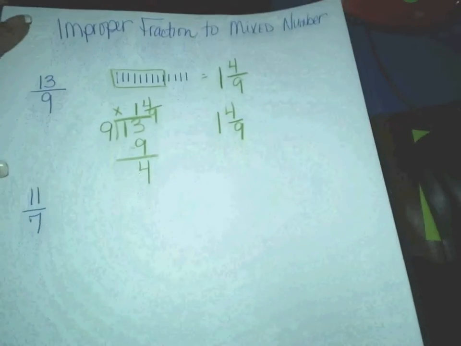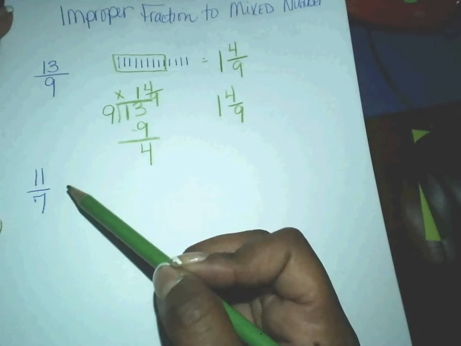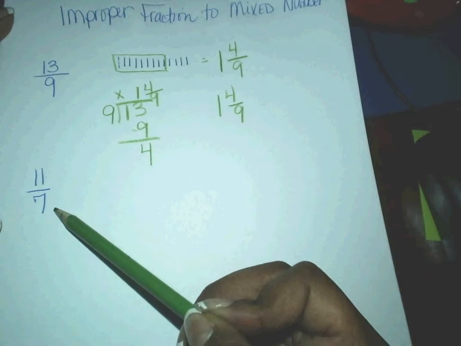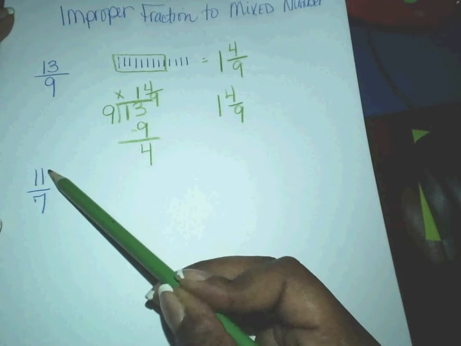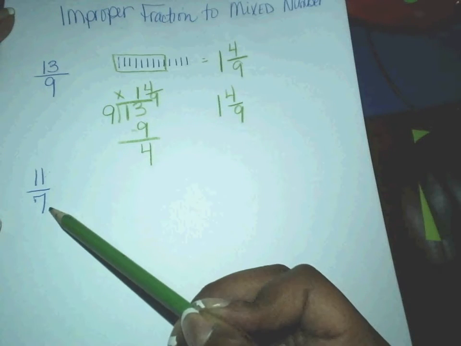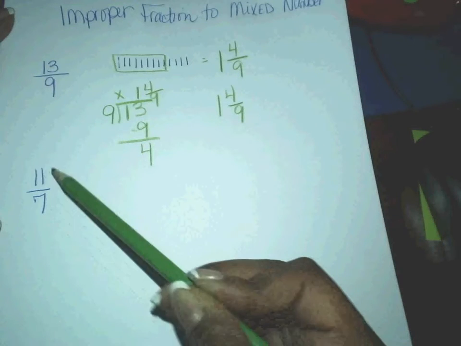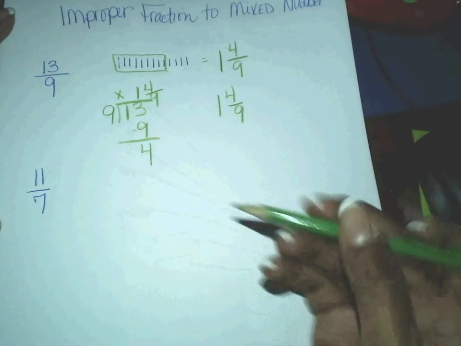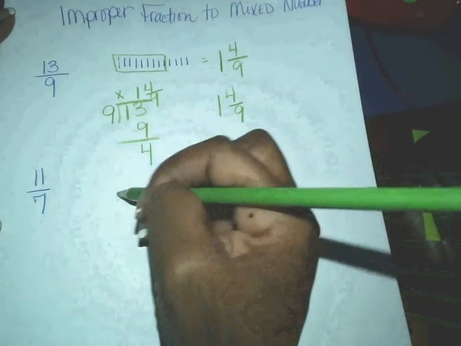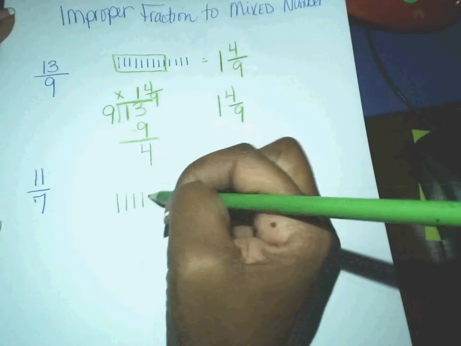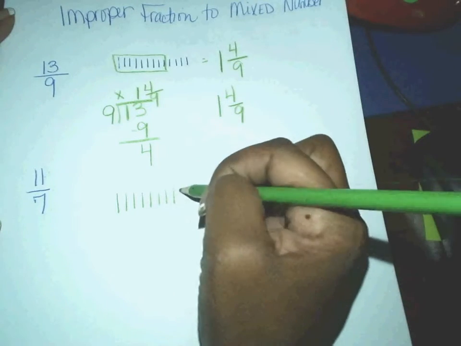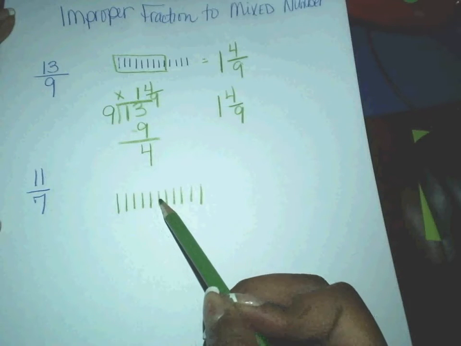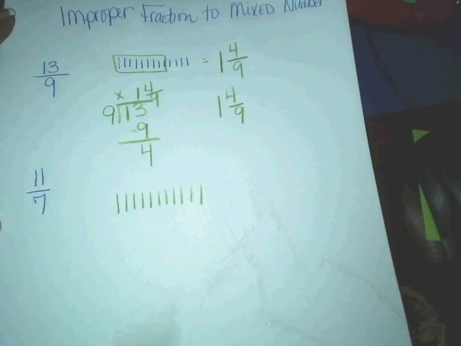All right, let's try the 11 over 7. 11 over 7 means 11 divided into groups of 7. One more time. 11 divided into groups of 7. So I'm going to make 11 tally marks. 7, 8, 9, 10, 11. Let's count those. 1, 2, 3, 4, 5, 6, 7, 8, 9, 10, 11.